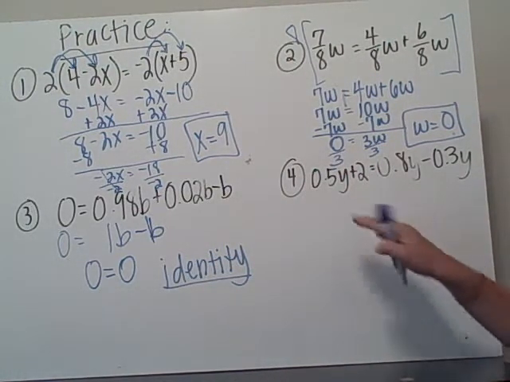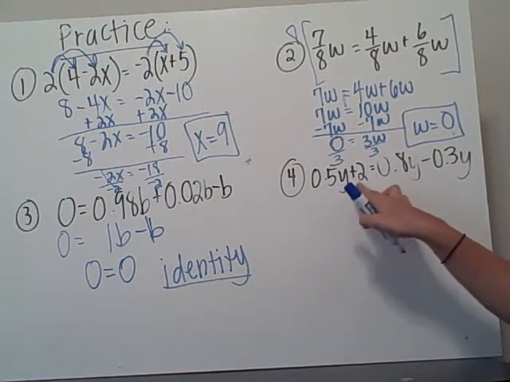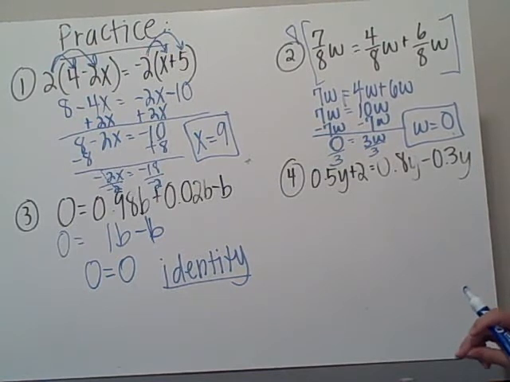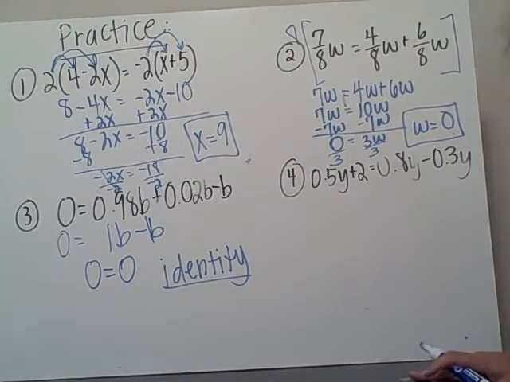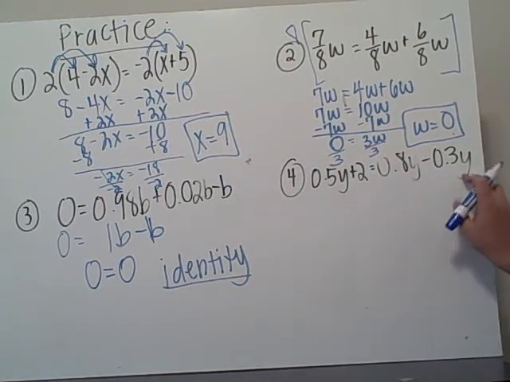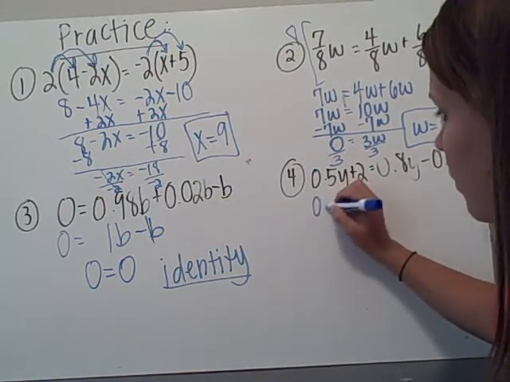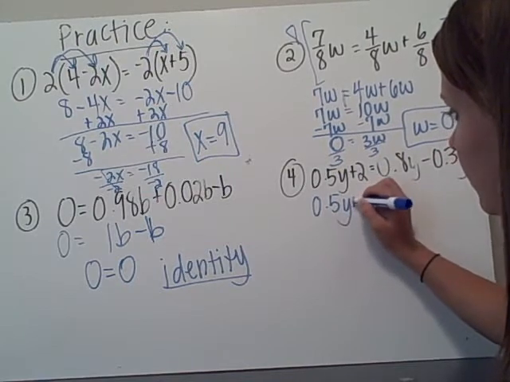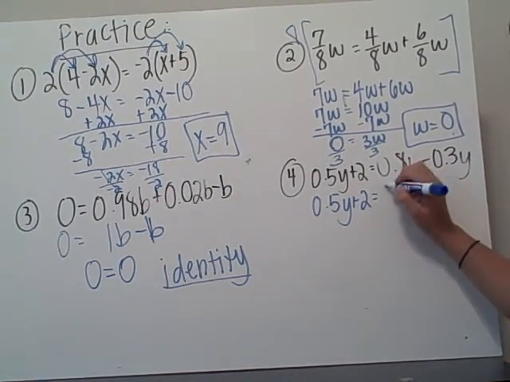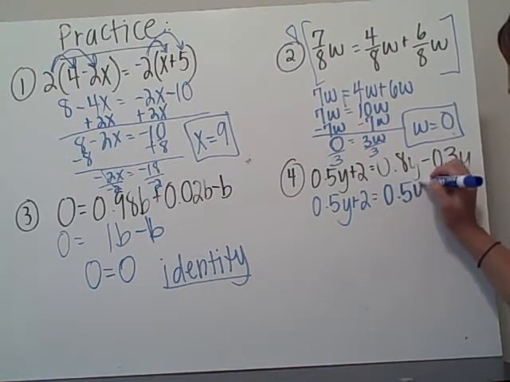Number 4, we have 1/2 y plus 2 equals 8/10 y minus 3/10 y. We do not have parentheses, so we don't have to distribute. We don't have fractions, so we're not dealing with those. We need to combine like terms. We look to the left, we don't have any. We do have some to the right, so I'm going to rewrite the left. Then 8/10 minus 3/10 leaves me with 5/10.